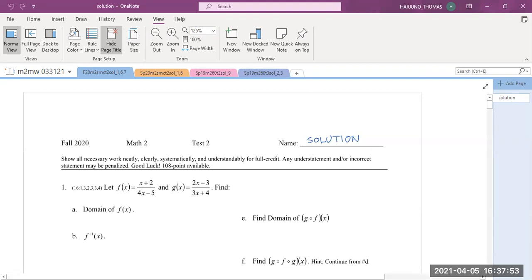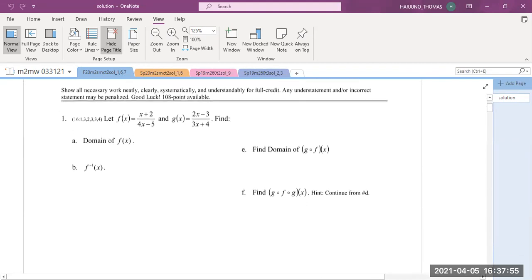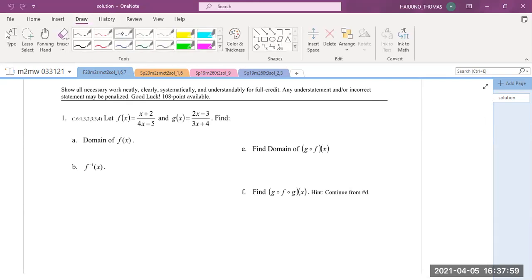Okay. Now, what is the domain of the function f(x)? That's all real numbers except 5/4. Right? I think that one is simple. Part B, find inverse function.